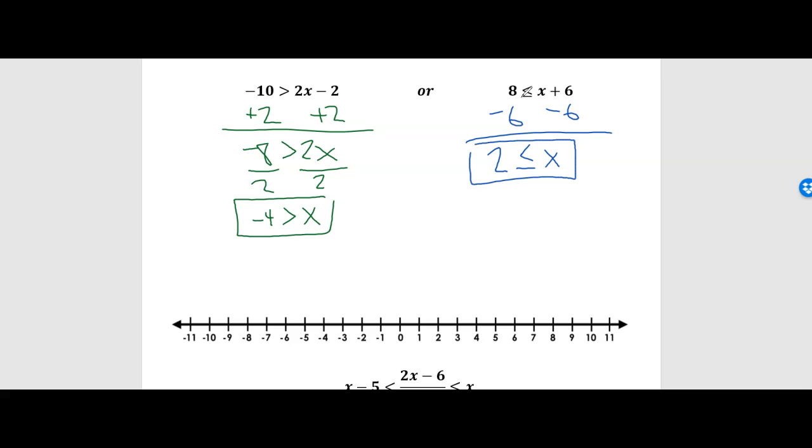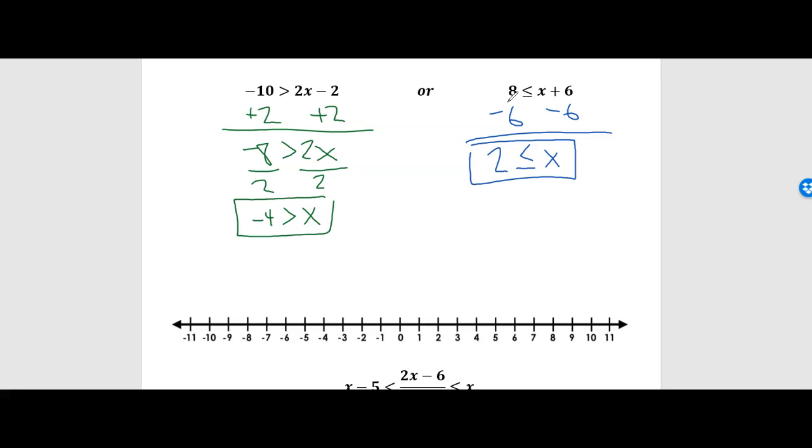And I'm going to read it starting with my variable. X is greater than or equal to 2. I know this is an OR inequality, so I don't have to worry about any overlap. I just graph both of them, and that's my solution.